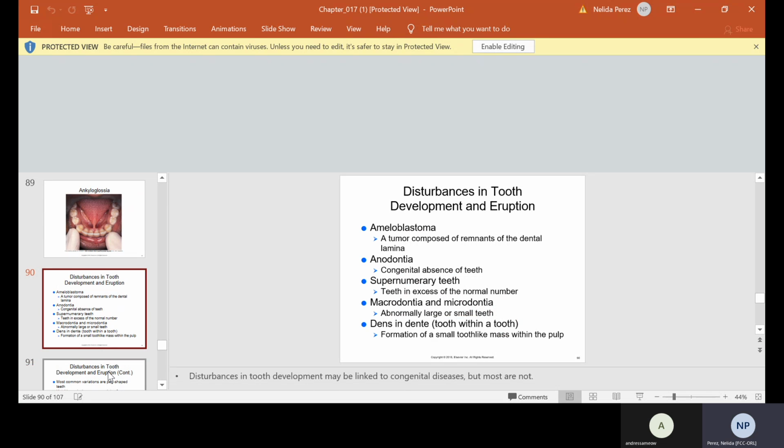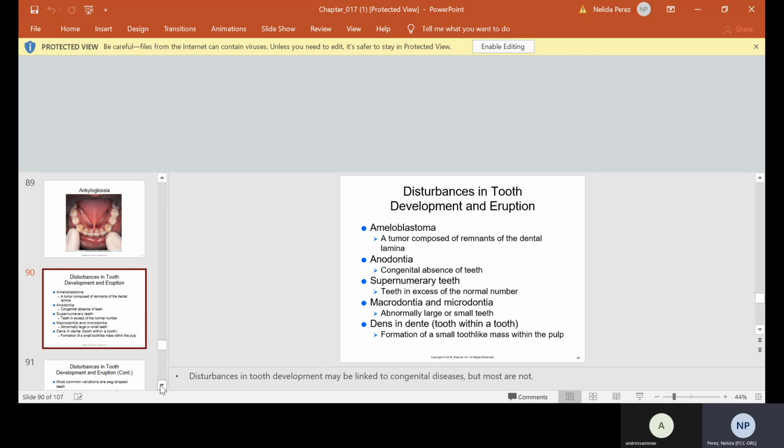For the disturbances in tooth development and eruption, you have ameloblastoma, which is a tumor composed of remnants of the dental lamina. Anodontia, which is congenital absence of teeth. Supernumerary teeth, teeth in excess of the normal number. Macrodontia and microdontia are abnormally large or small teeth. And dens in dente is a tooth within a tooth, the formation of a small tooth-like mass within the pulp.